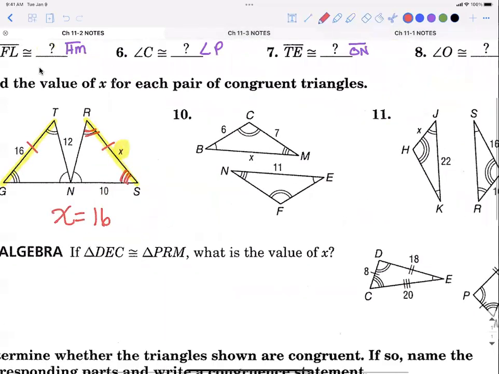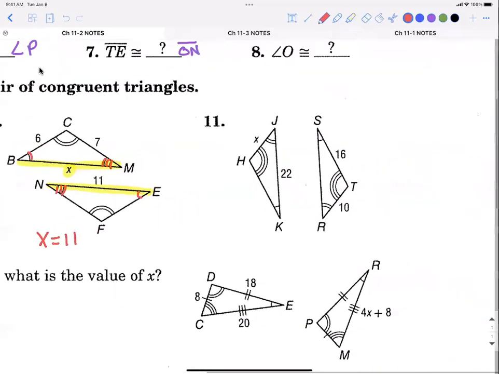So let's look at number 10. We want to find X, and we know that X is between the single and the triple. So I'm going to find the single and the triple in the other one, and I'm going to highlight the same line that is between the single and the triple. So that tells me that those two lines are congruent. And once I know that information, identifying X is very easy.